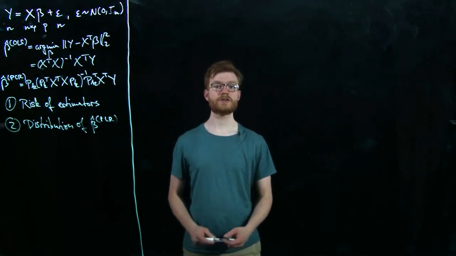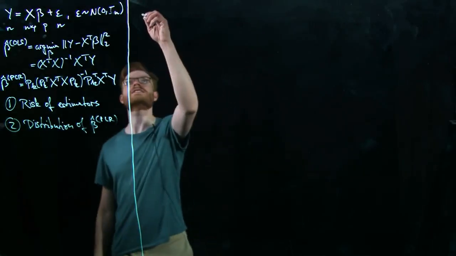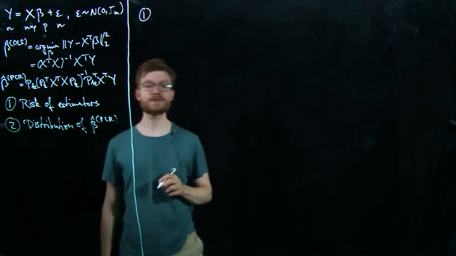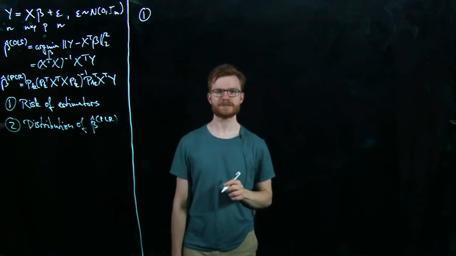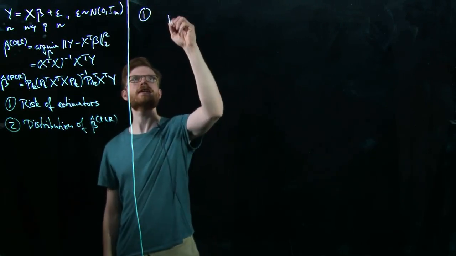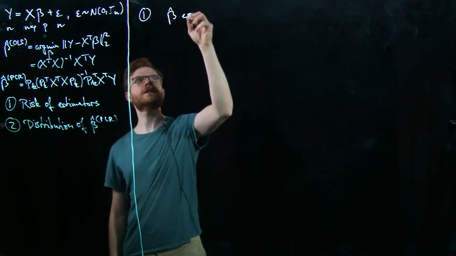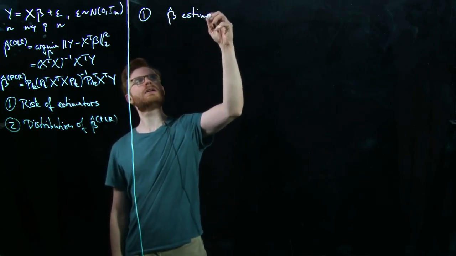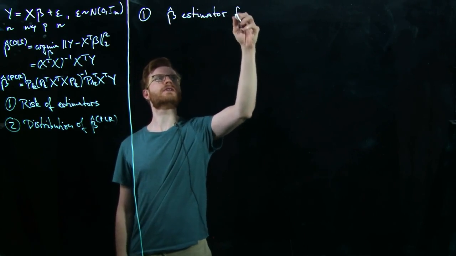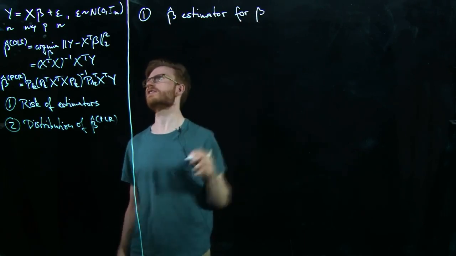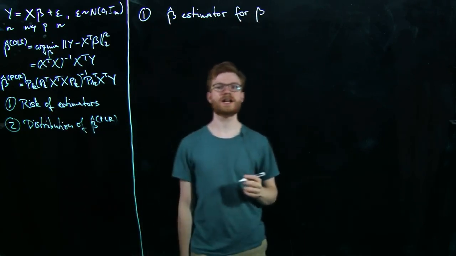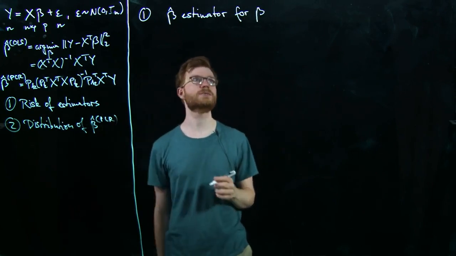All right, so first let's talk about the risk of an estimator. And more specifically, I want to talk about quadratic risk. So let's say you have any estimator, really, for some population parameter beta. And in our case, this is going to be some estimator for the underlying beta here in the linear regression model.